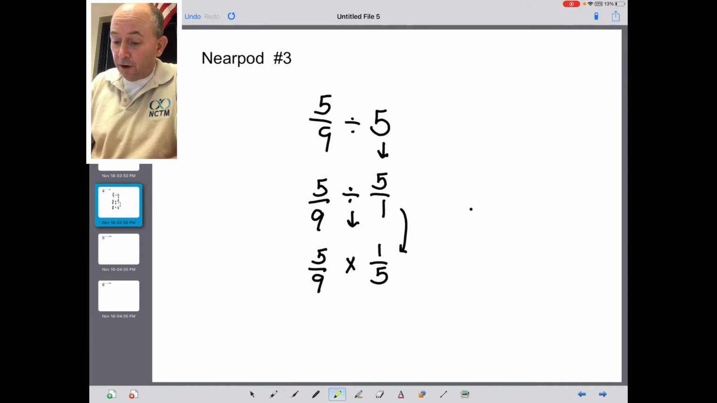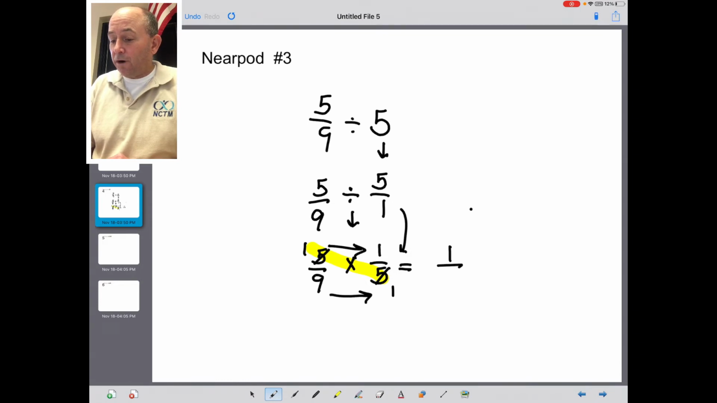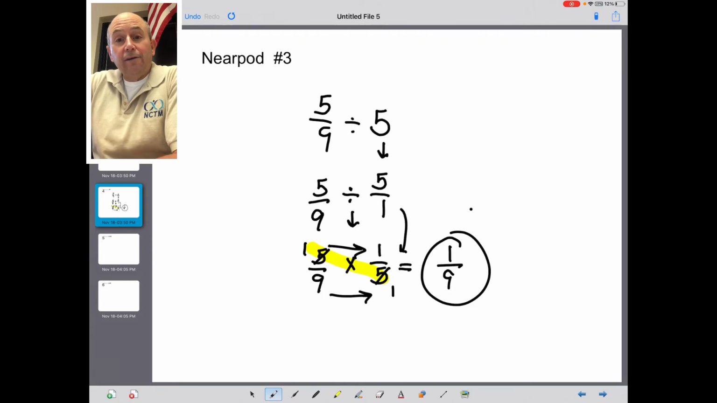Okay, so now that you have your 5/9 set up, what you can do is simply cross simplify, because 5 and 5 are compatible numbers. 5 will go into 5 one time. 5 will go into 5 one time. And so now we can just multiply: 1 times 1 is 1, 9 times 1 is 9, and your answer is 1/9.